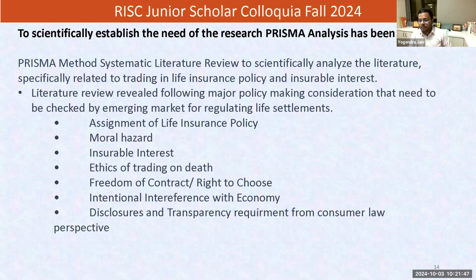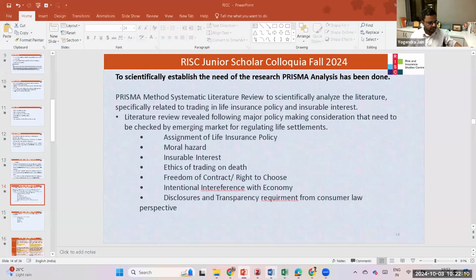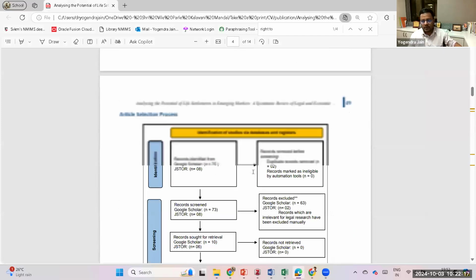So a very important point in my research was PRISMA analysis, which is Preferred Reporting Items for Systematic Reviews and Meta-Analyses. I have analyzed law in India and in the USA, and hand in hand, I have also done PRISMA method analysis of the available literature. Just for a minute, I'll take you to my paper where I have done it. So this is one of my published papers where I have done PRISMA analysis.